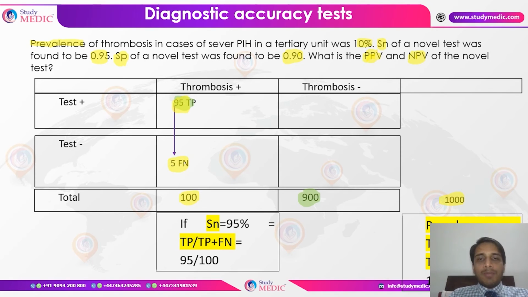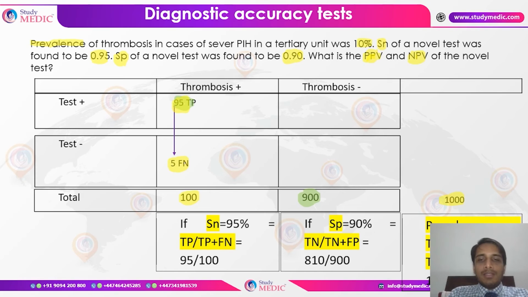Another information we have is the specificity. How much is the specificity? 90%. That means 90 out of 100 will be true negative. What is 90% of 900? It is 810. If 810 are true negative, the remaining 90 are false positive. Now we can see we have filled all the 4 cells in the 2 by 2 table.